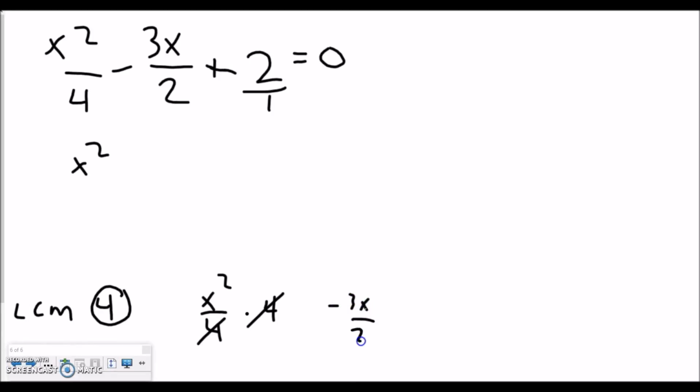Negative 3x over 2 times 4. 4 and 2 reduce, 2 and 1. 2 times negative 3 is negative 6x. And 2 over 1 times 4 is just 8. Now we notice x squared, x squared, x squared.